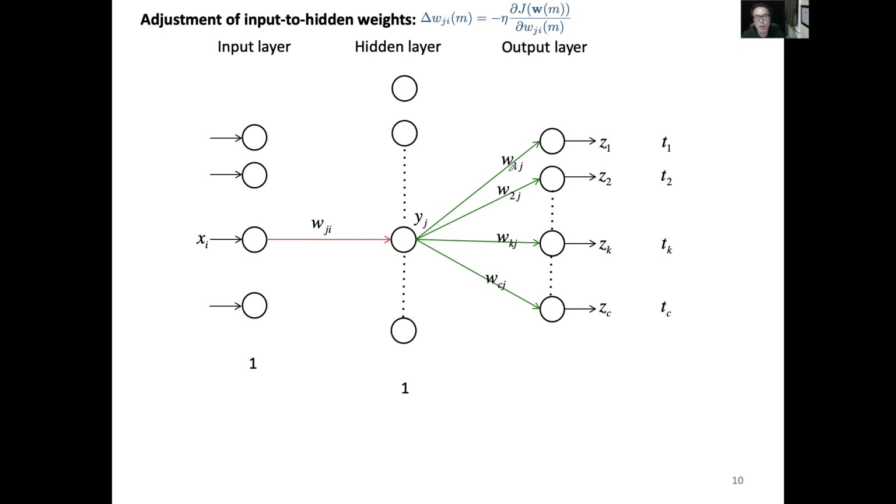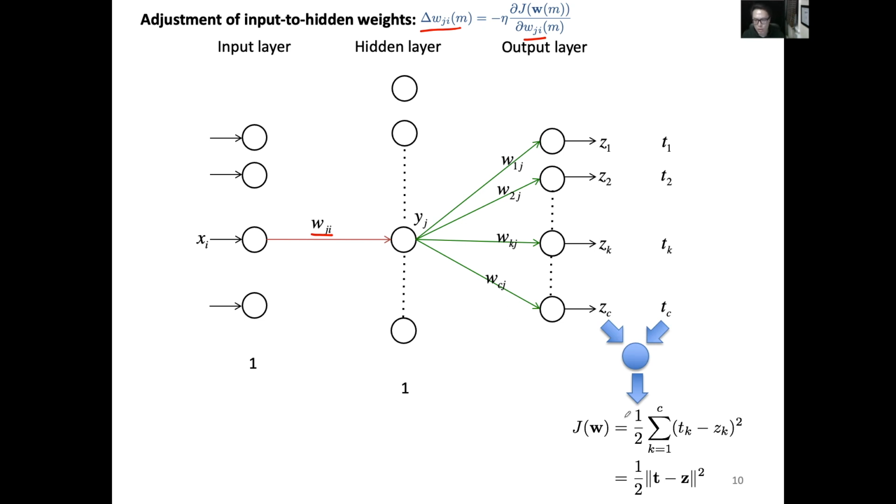In the previous slide, we found the adjustment for the w in this layer. Now we move forward, so that we are going to find the adjustment for the w between the input and hidden layer. That is, we are going to find delta wji. So this delta wji depends on the change of J with respect to this wji. Note that this wji can be any w between the input and hidden layer.